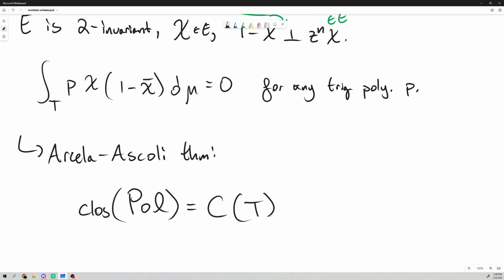The next step involves the Radon-Nikodym theorem, which is rather complicated. Oh, this is Stone-Weierstrass. Okay, there you go. There's something about an algebra being dense in another algebra. That's right. So this is not Arzela-Ascoli, this is Stone-Weierstrass. Thank you. So the closure of the polynomials is the space of continuous functions.